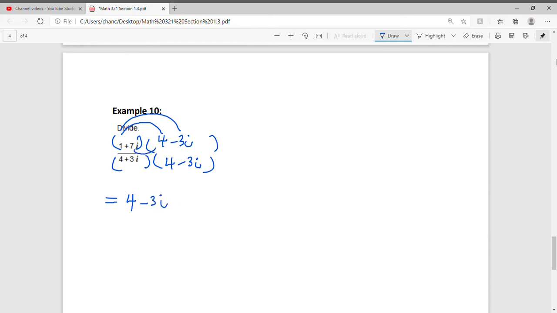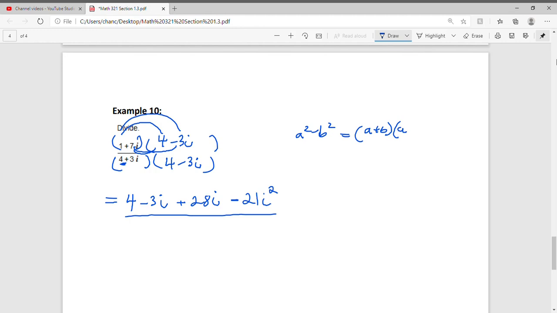7i times 4 is 28i. 7i times negative 3 is negative 21i squared. That's just the top. Don't forget you have a bottom. So we're going to have to do the bottom. This is the difference of squares. Recall a plus b times a minus b is a squared minus b squared. So I can say this is 4 squared minus 3i squared. This is the difference of squares.